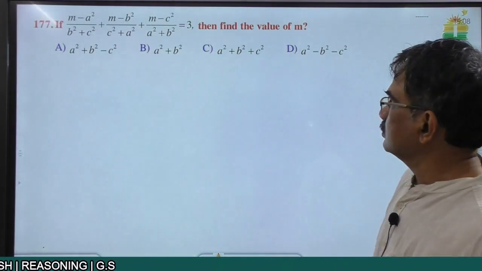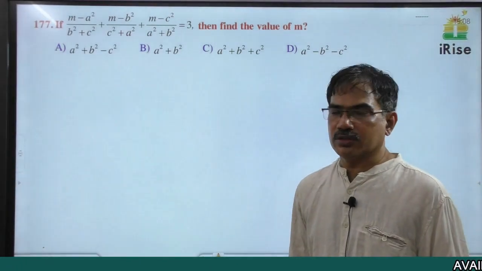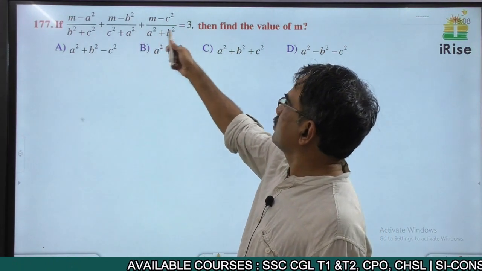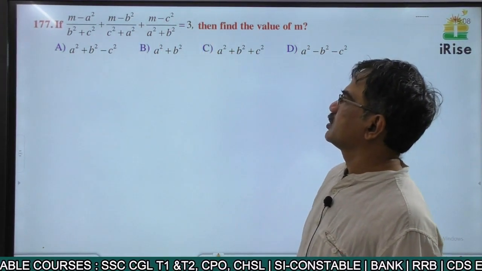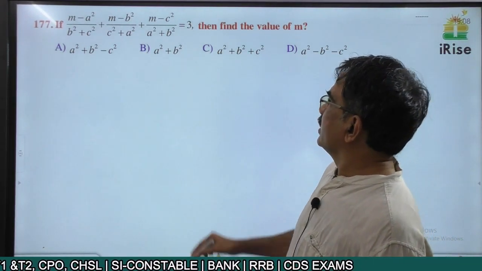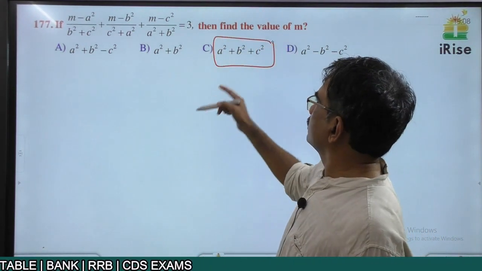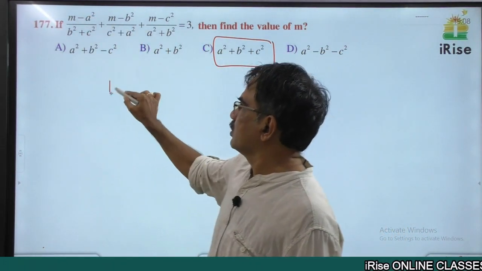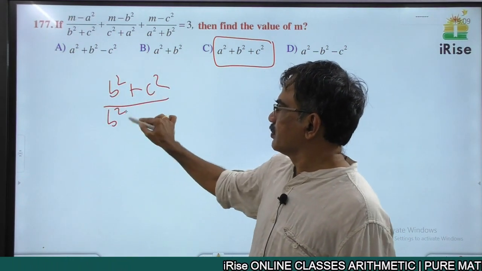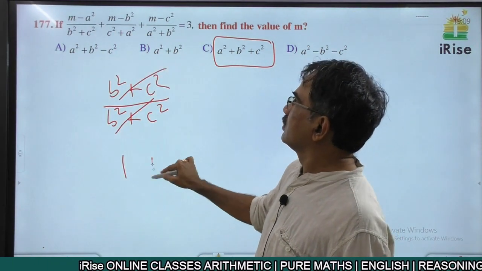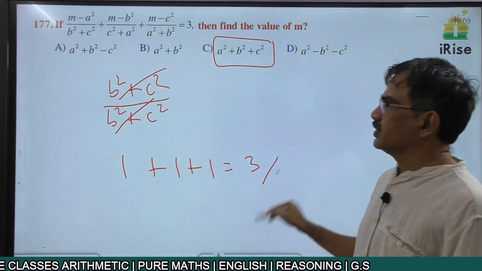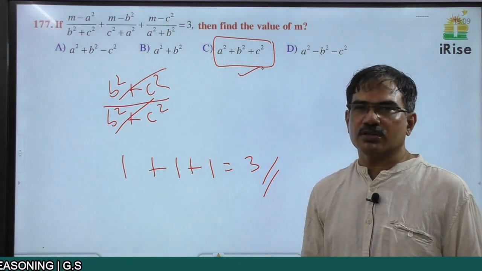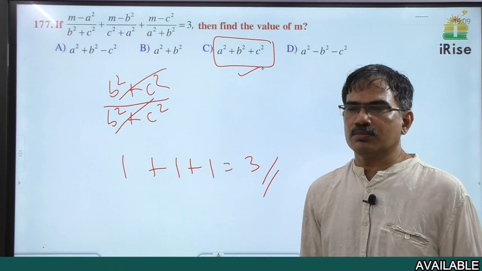Same model question. (m minus a square) by (b square plus c square), (m minus b square) by (c square plus a square), (m minus c square) by (a square plus b square) is 3. Here if m is a square plus b square plus c square, then m minus a square means b square plus c square, by b square plus c square. This is 1. Second part is 1, third part is 1, so satisfied. Okay, so m is equal to a square plus b square plus c square. Very simple question. Next question.